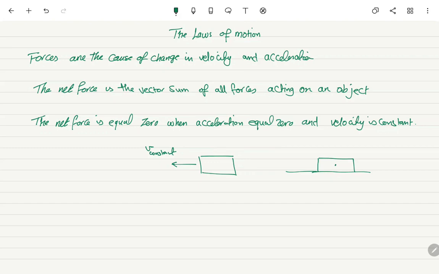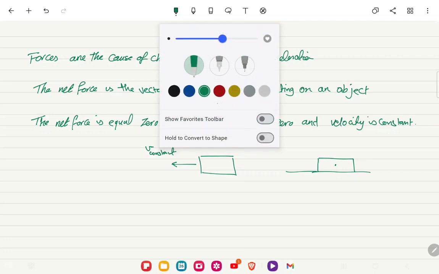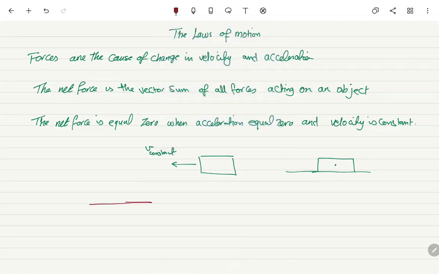Now let's define the classes of forces. There is a contact force, which involves physical contact between two objects, like this object here acting on this object here. So this is M1, for instance, and this is M2. There's a contact between them. In this case, it's called contact force.